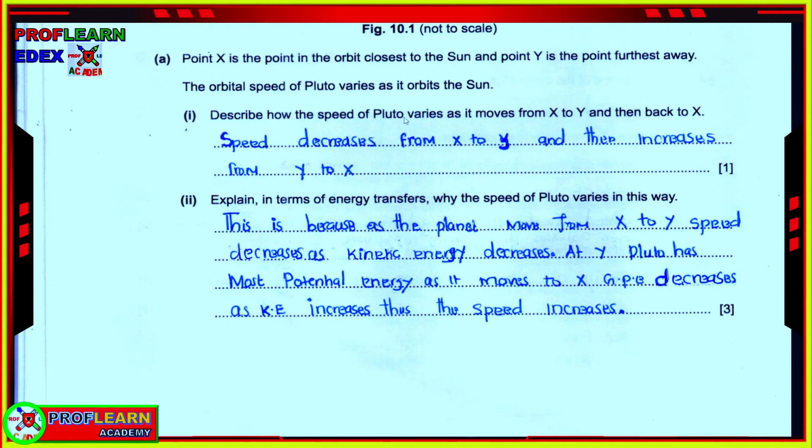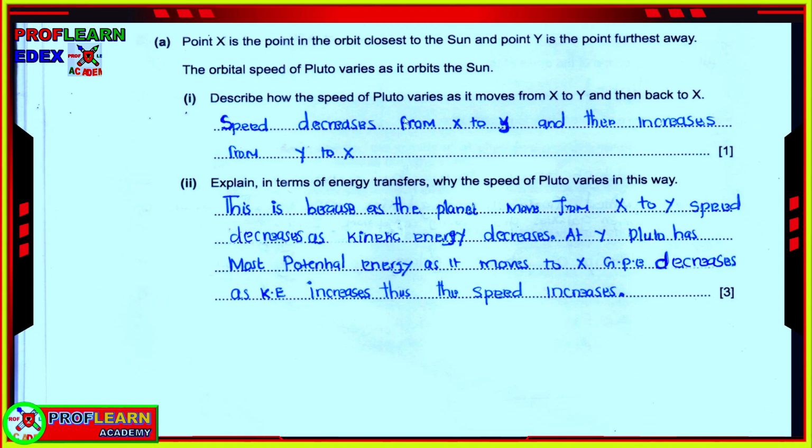Explain in terms of energy transfer why the speed of Pluto varies in this way. I've already mentioned what you are supposed to state, and also you can take this point now to write your answer down in your book.